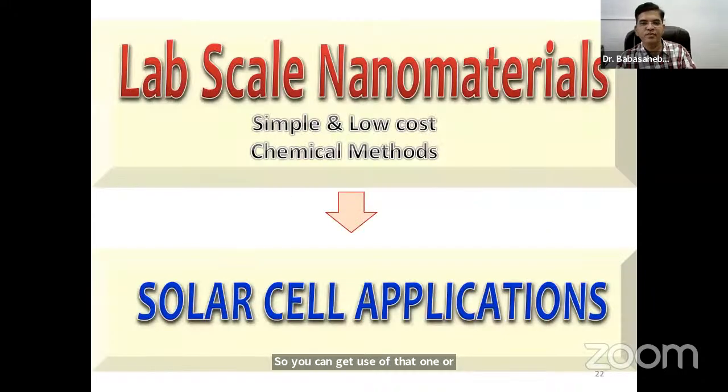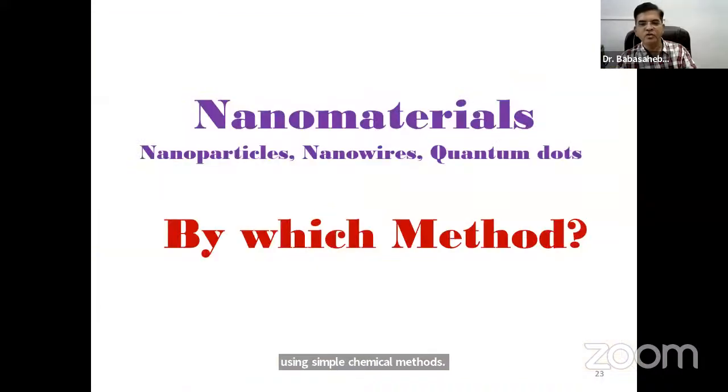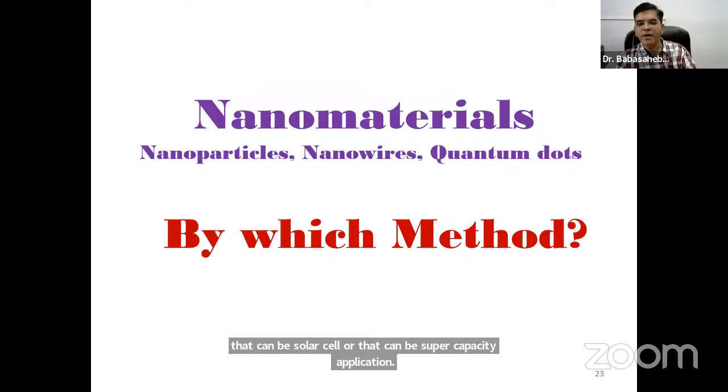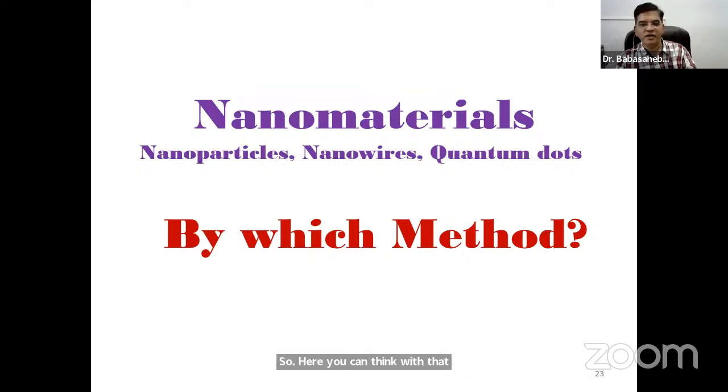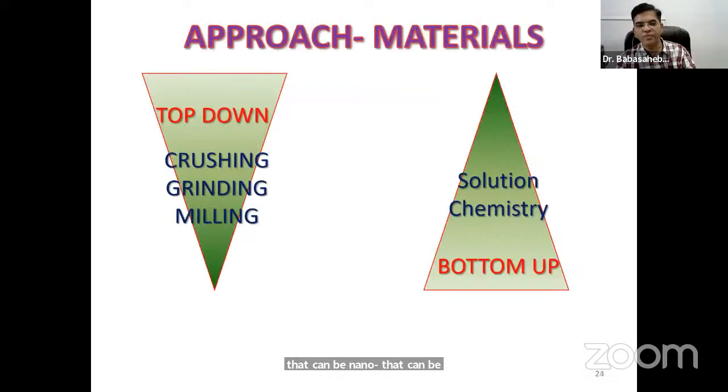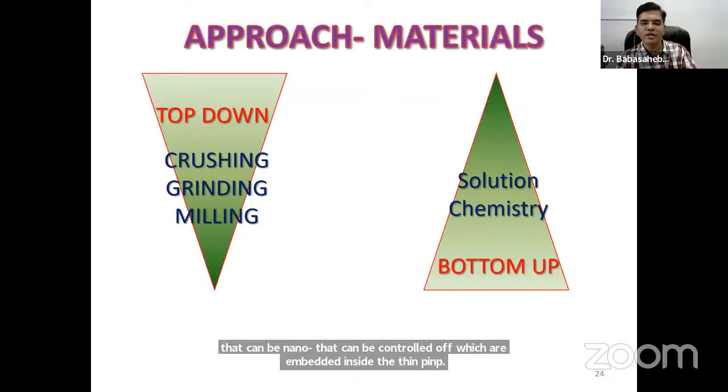That is my concern. So here I am going to demonstrate lab scale nanomaterial, how it is possible to achieve by using simple chemical methods, that can be for solar cell or supercapacitor application. So you can think about which method can be applied to make the nanomaterial, that can be nanoparticle, nanowire, or quantum dot, embedded inside the thin film form. Basically, if you're thinking about making the nanomaterial, there are two approaches.